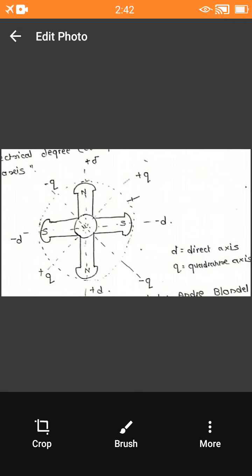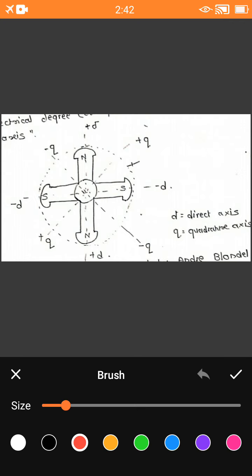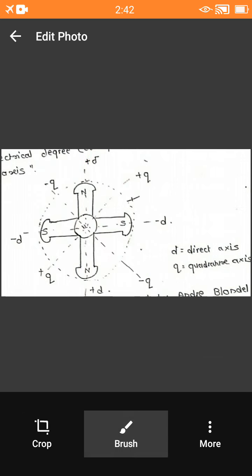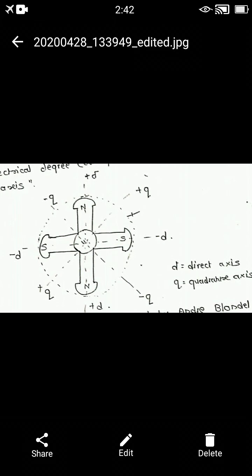As shown in the figure, D is the direct axis, positive and negative. Q is the quadrature axis, this is the positive quadrature axis and this is the negative quadrature axis. So this is the direct axis and quadrature axis of a synchronous machine. So let's start the two reaction theory of an alternator.